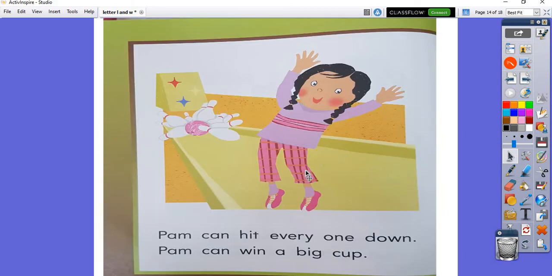Wow! Do you see this girl? She's playing. And this girl is very happy. She has a skittle. Yes? The girl name is Pam. Pam can hit every. Do you remember? We did this word every in our high frequency words. And this one also we did in our high frequency words.